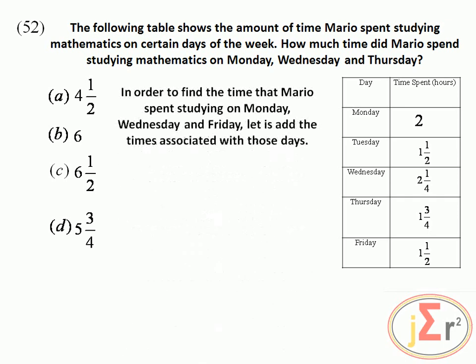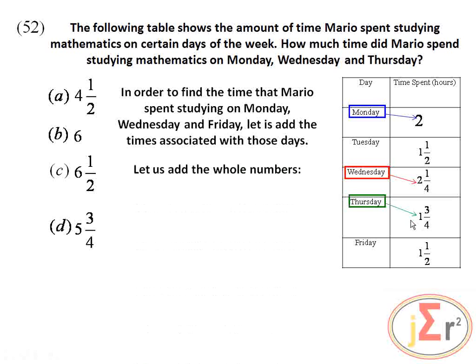Very good. So in order to find the time that Mario spent studying, let us add the times associated with those days. So for Monday, Wednesday, and Thursday, we are going to add those times. So notice that we have whole number, mixed number, mixed number. So we are going to use a strategy to add them very quickly. So let us add the whole numbers first. What are the whole numbers? 2, 2, 1. So that gives 2 plus 2 plus 1, 5 hours.